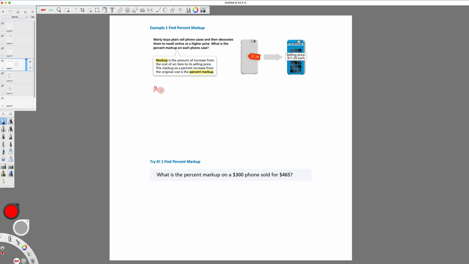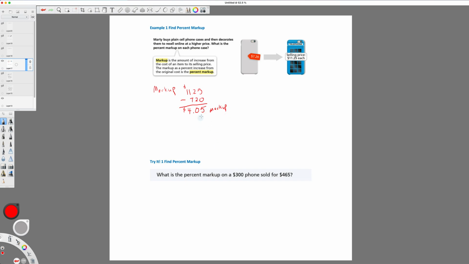So the first thing I'm going to do is find the markup. To find the markup, I'm going to take the $11.25, his selling price, and I'm going to subtract $7.20 because that's what he paid for it. And so if we do that, we get $4.05. And what I was saying about labeling, I really think you should label this. So this isn't what he paid. This is what he is adding on to his cost to determine what he sells it for. So this is the markup.